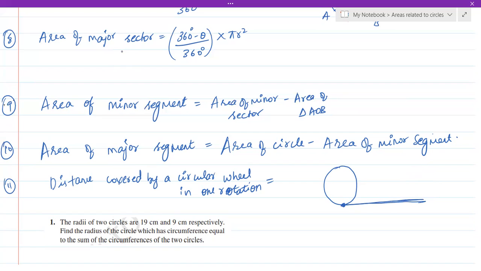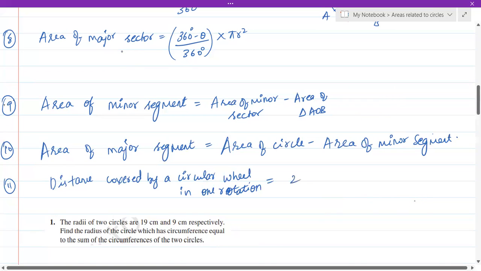Or I can say it in other words. See, let's say this is the starting point. After one rotation, it comes here. In this one rotation, each point on the circle would have touched this road, right? So this length is actually equal to this length, right? Therefore, we can say that the circumference of the circle will be equal to the distance covered by the wheel in one rotation. So what is the circumference of the circle? 2 pi r. So in one rotation, it is 2 pi r.